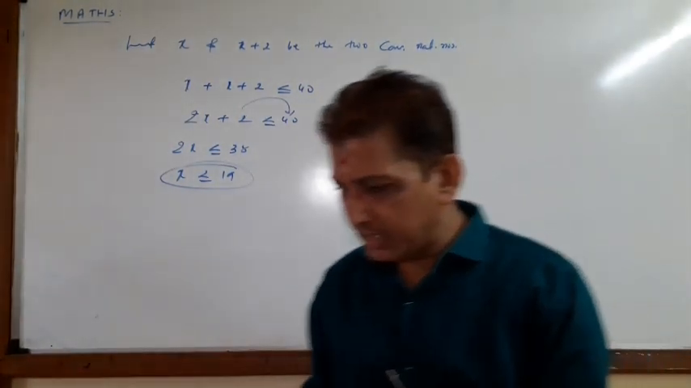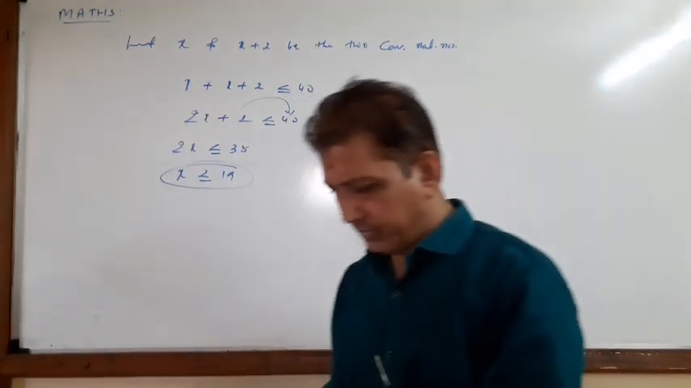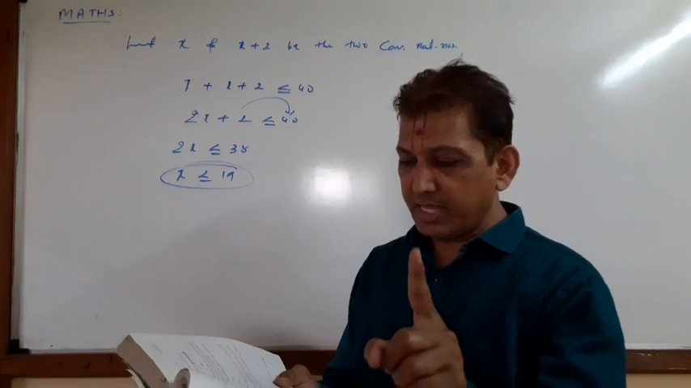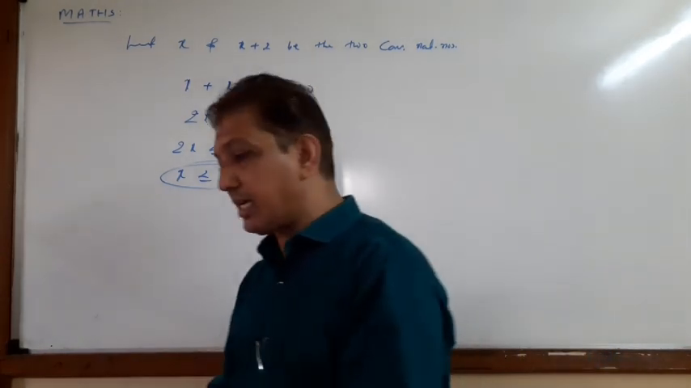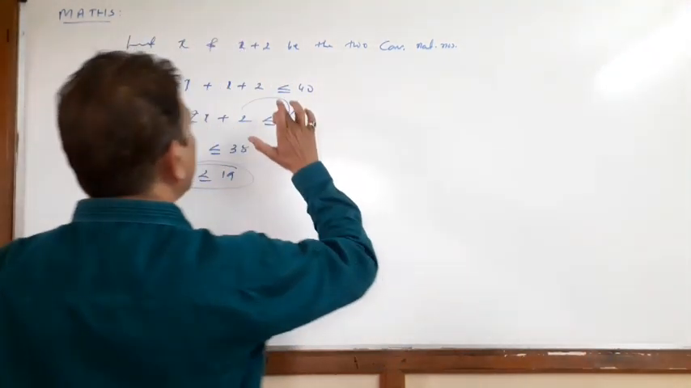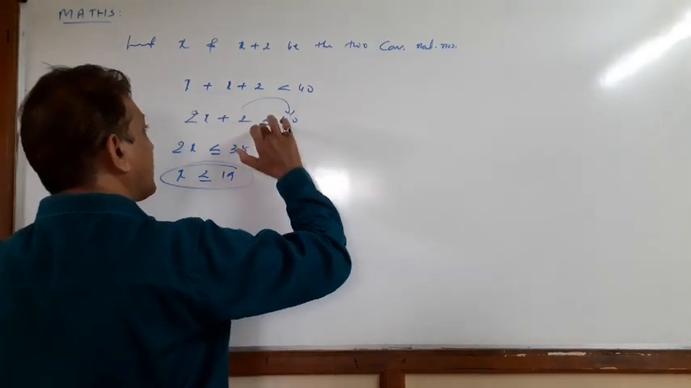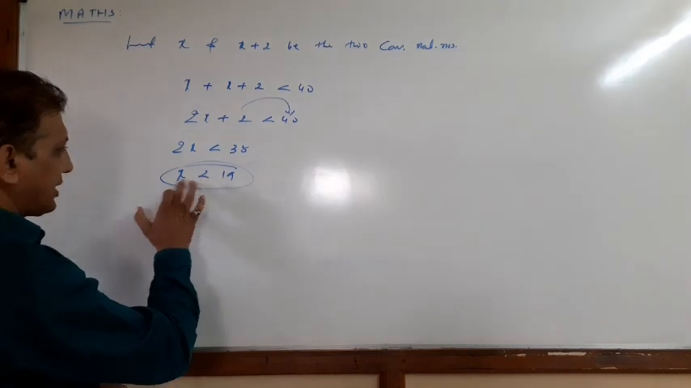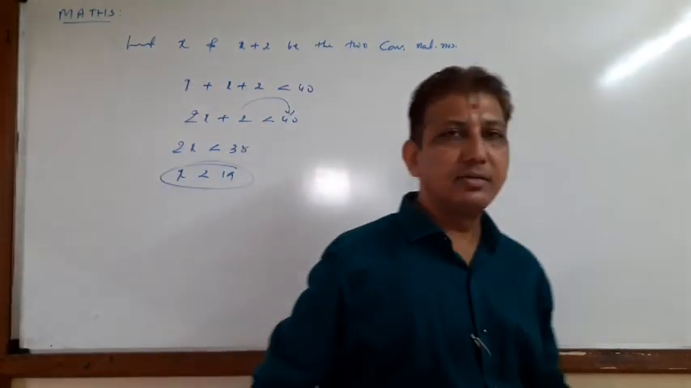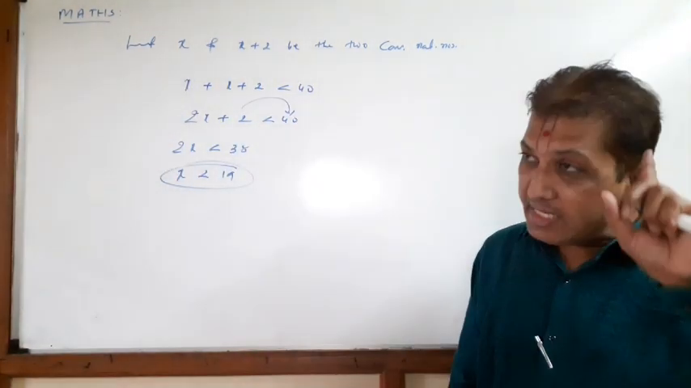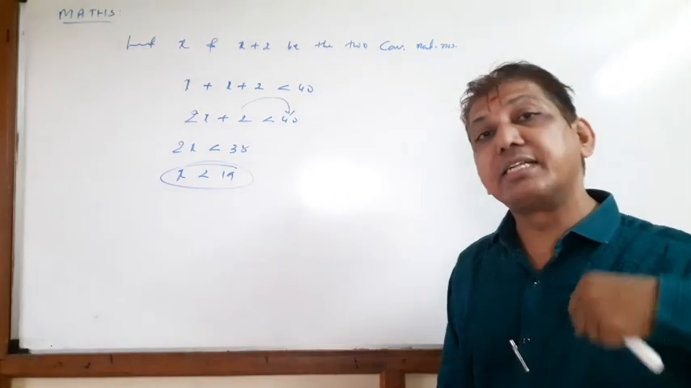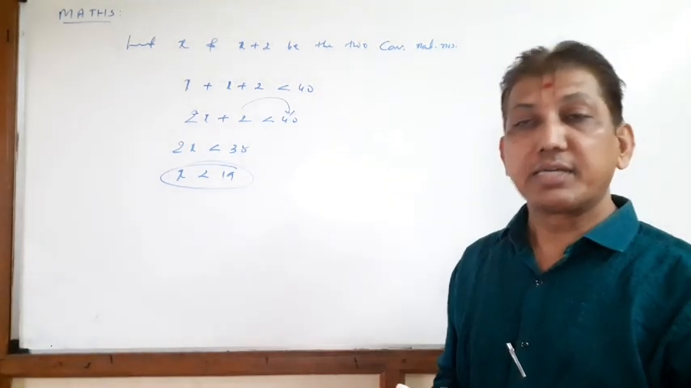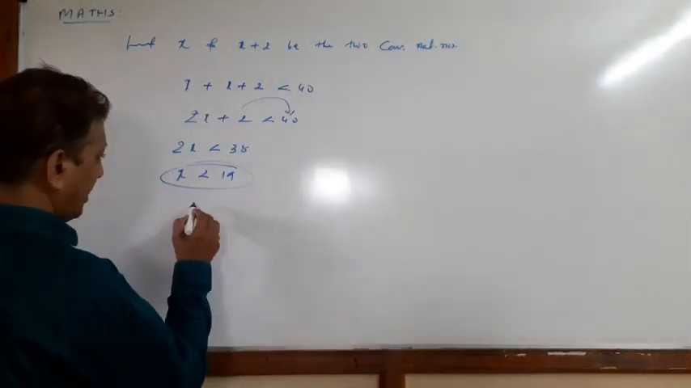Just hold it, I think there is some mistake here. Look at the last sentence of the question: their sum is less than 40, not equal to. So only less than. So you get x is less than 19, and x is greater than 10. Read your question. Okay.